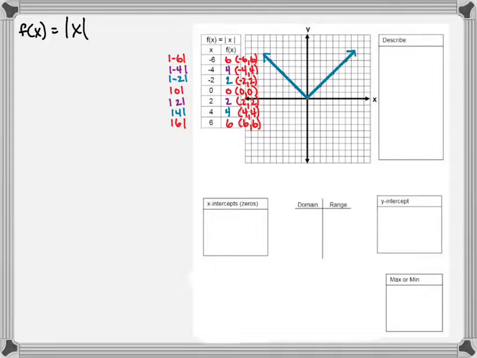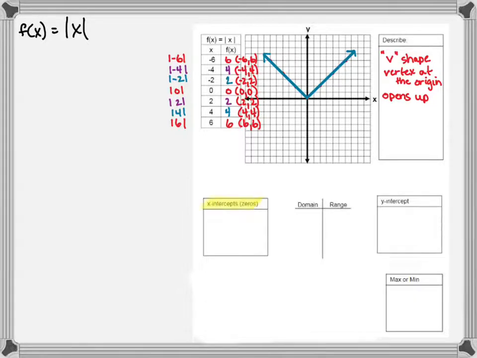If we were to describe this graph, some things that might come to mind is that it's a V shape. It looks like the letter V. The vertex is at the origin, and this graph opens up. There may be some other things that come to mind, and we'll see some more as we identify attributes.